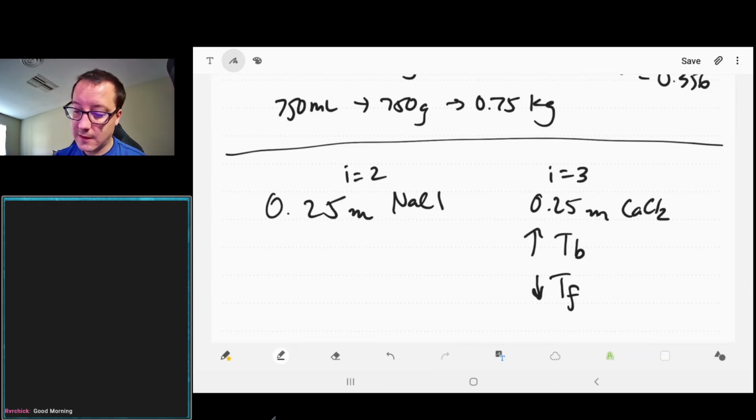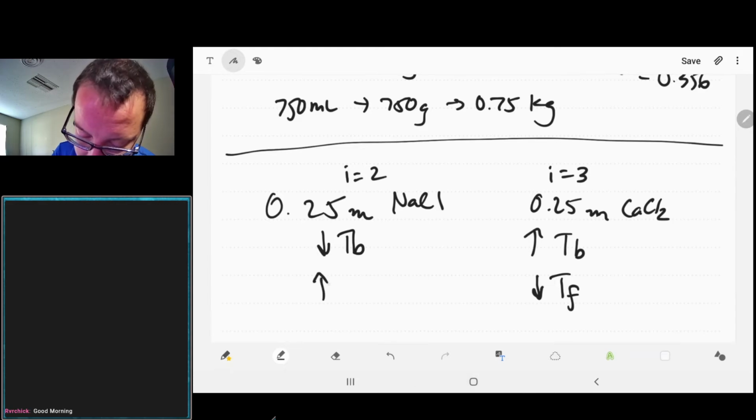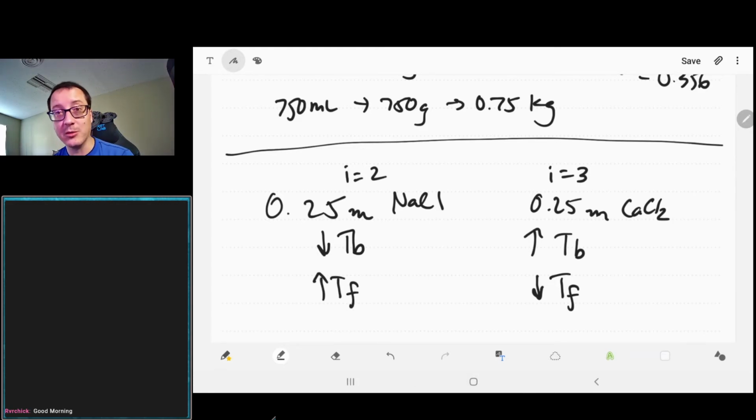So comparatively, the calcium chloride will have a higher boiling point than the sodium chloride, and it will have a lower freezing point. Remember, it expands it in both directions. So conversely, if we're comparing these, the sodium chloride will have a higher freezing point and a lower boiling point than the other one. So whatever mix of these is the right answer, that's the one that you want to go with.